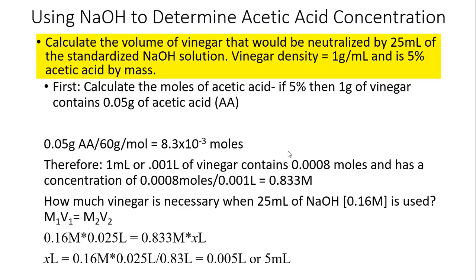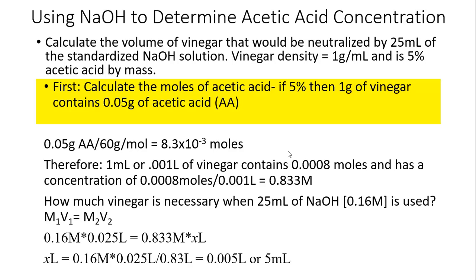And in this case, for the vinegar, we have to assume that the density is 1 gram per milliliter, and for most vinegars, it's about 5% acetic acid. So it's the acetic acid in vinegar that's being neutralized by the sodium hydroxide. So you first have to calculate the moles of acetic acid. Right, so if you're given that it's 5% acetic acid by mass and a density of 1 gram per milliliter, and we assume 1 gram of vinegar, then 5% of that 1 gram is going to be acetic acid. So we can say that 1 gram of vinegar contains 0.05 grams of acetic acid.